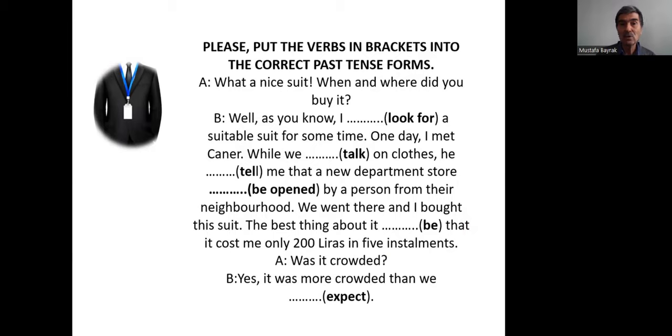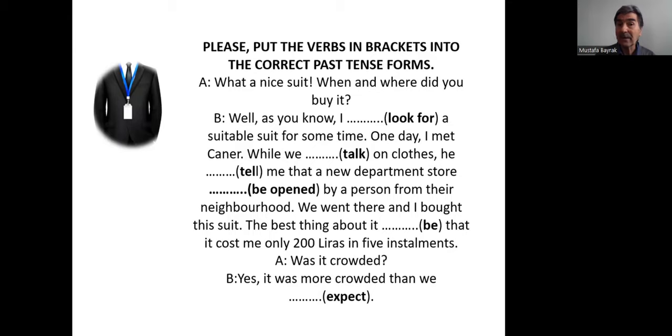Yes. So let's start from the beginning. What a nice suit. When and where did you buy it? Well, as you know, I blank look for a suitable suit for some time. What do we say here? As you know, I had been. Why? Because for some time, for some months, for a few months. Yes, I had been looking for a suitable suit for some time.